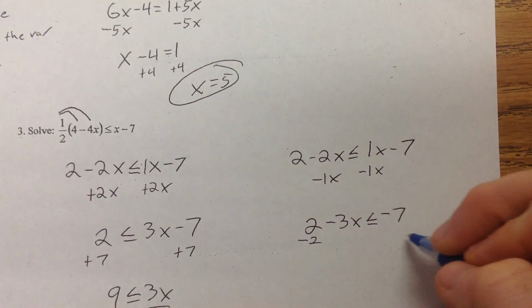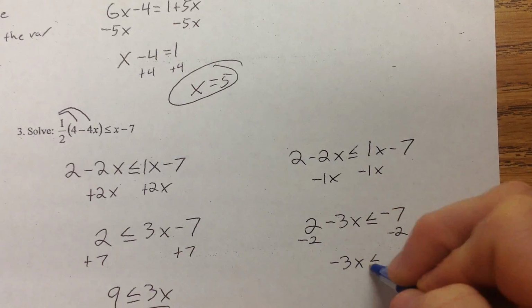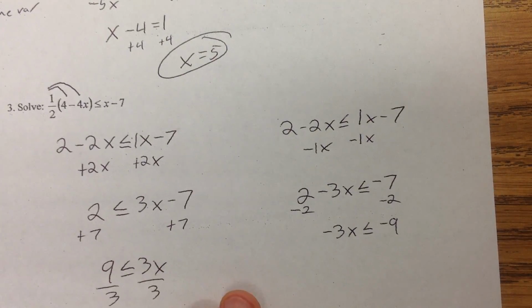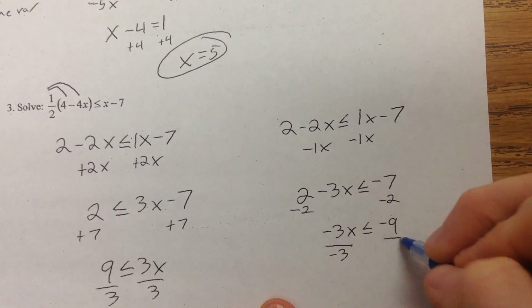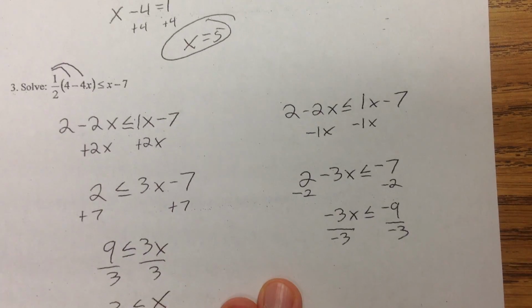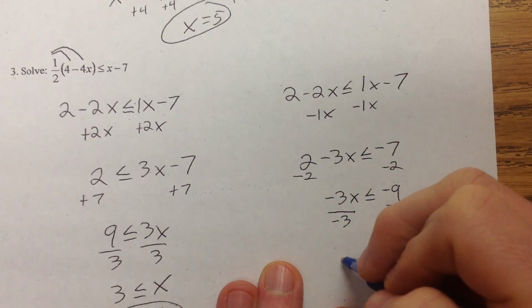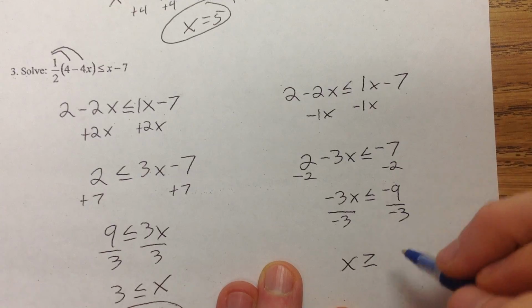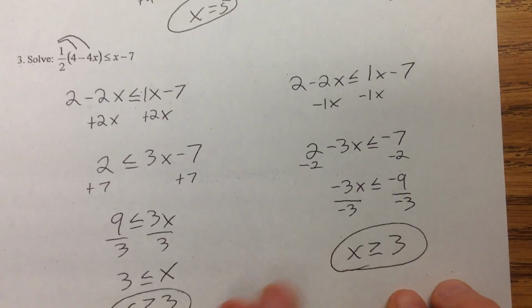We would subtract 2, negative 3x is less than or equal to -9. Now, the extra part is if you did it this way, you have to remember that with inequalities, when you divide by a negative, this has to flip around. So that would actually become x is greater than or equal to, and then negative divided by a negative becomes a +3. So we're getting the same answer.